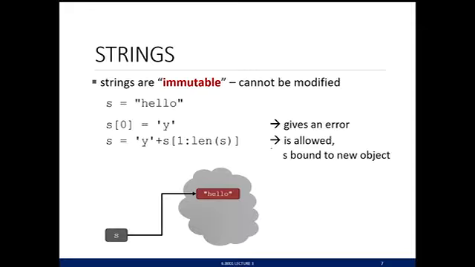Now you might think, well, since I can index into a string, I might be able to just say something like s at position 0 is equal to y, right? And that'll just change the little h into a y, and I'll have a new object. Well, strings are immutable, which means in Python you're not actually allowed to do this, and it gives you an error if you do try to do that.